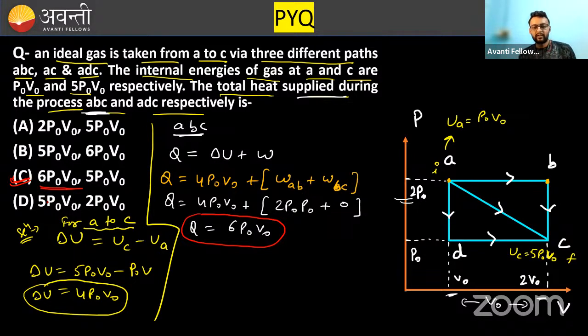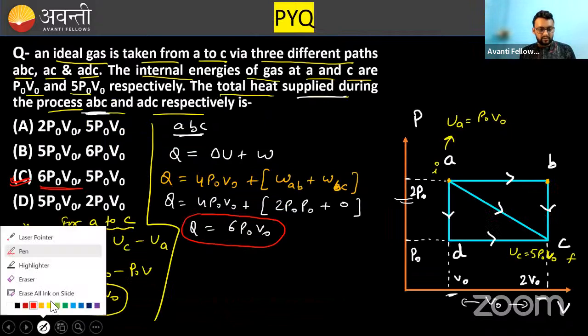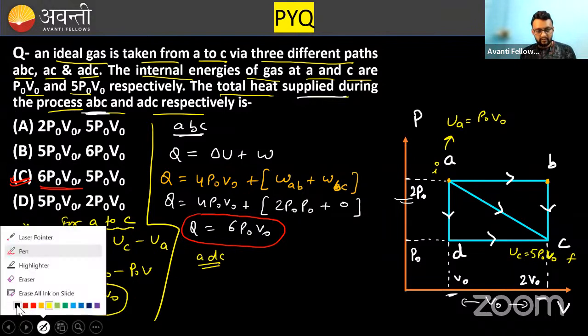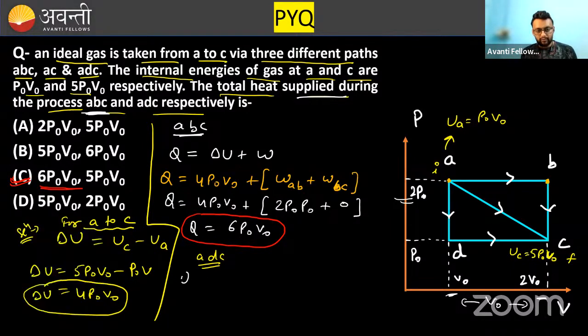Very good, 2 P naught and V naught. Okay, so I think this point is clear. Now, if you solve for process ADC, again you will write, or can I leave it to you to solve?